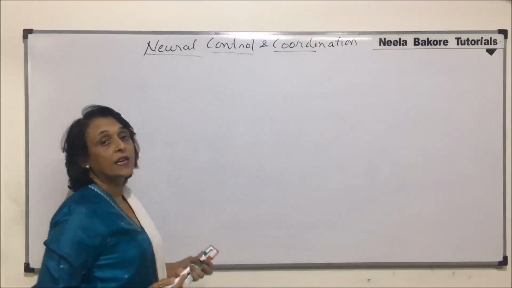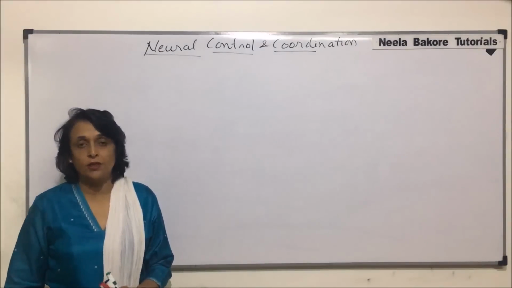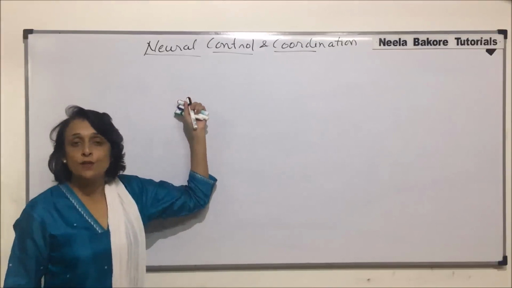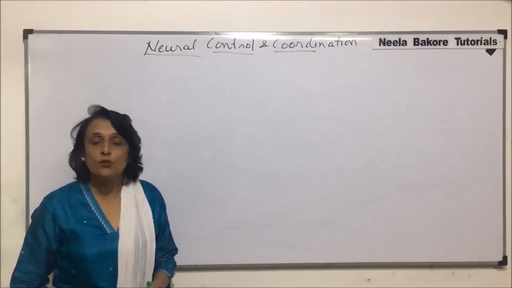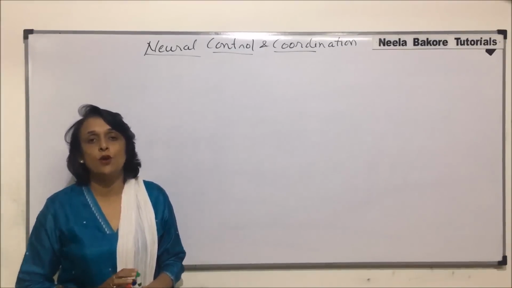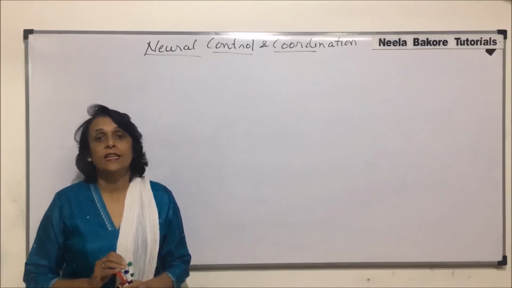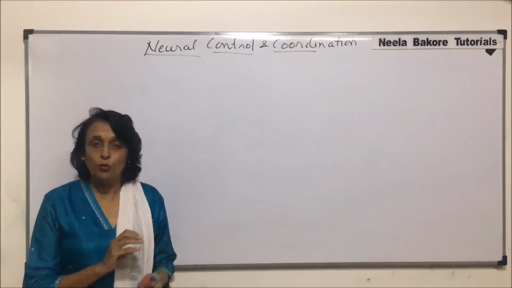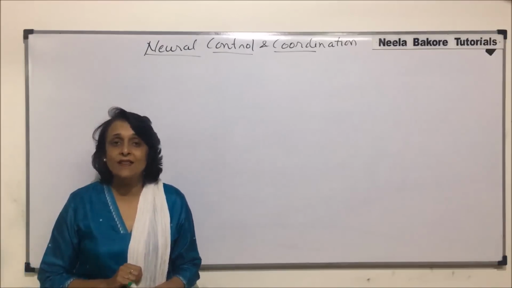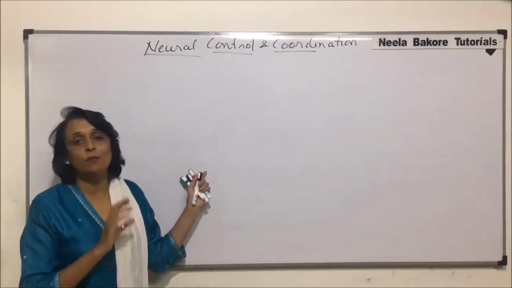In humans, there are two systems which are responsible for control and coordination. One is the nervous system, and this control is known as neural control. This control and coordination of our complete body is very rapid. It takes place through electric signals, which are known as nerve impulse, and this moves in a particular direction.